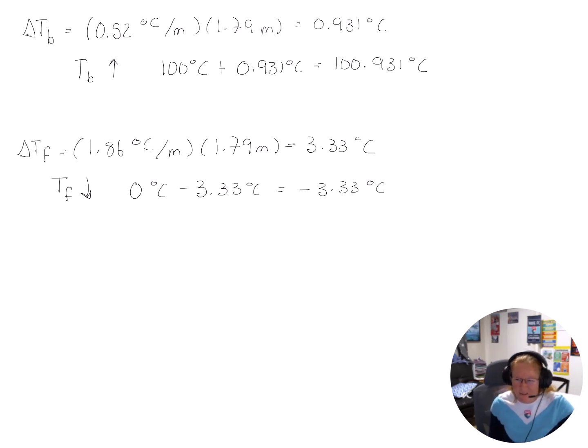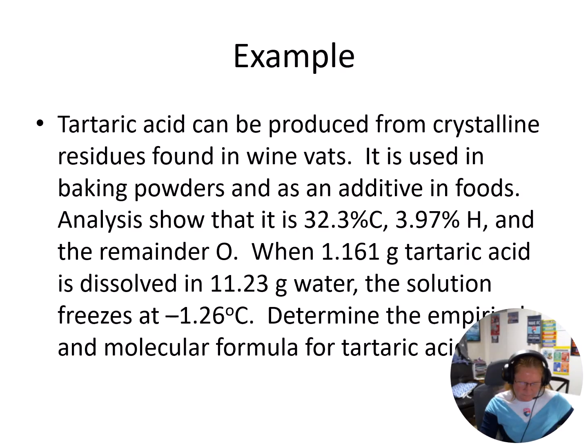All right. Now we can use this information to help us figure out a molar mass or a molecular formula. So I've got this tartaric acid. Okay. We can get our tartaric acid from crystalline residues found in wine vats. We use it in baking powders, we use it in food.